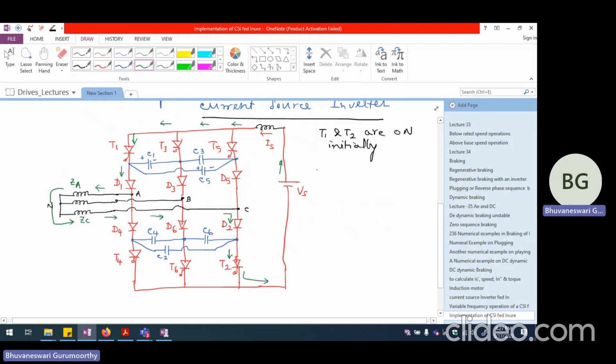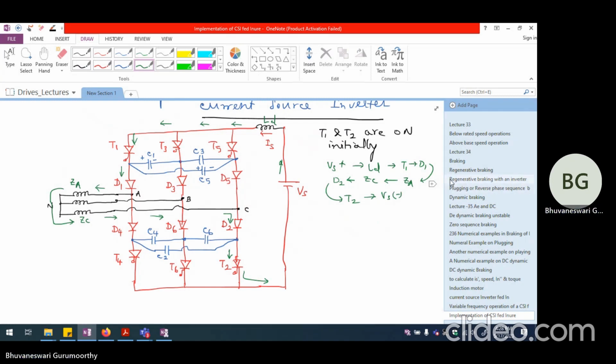So the path for the current, let me write, if I may call this as LD. It will go from VS positive to LD, and it will go to T1, then it will go to D1, and from D1 it is going to ZA, and from ZA it is going to ZC, from ZC it is going to D2, from D2 it will go to T2, and then VS negative. So this is the way the current is going to flow. Okay.